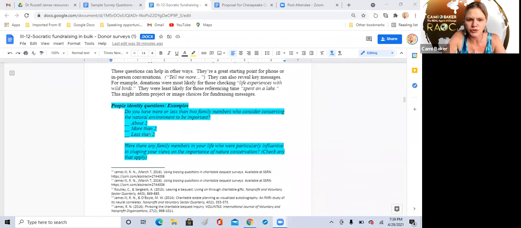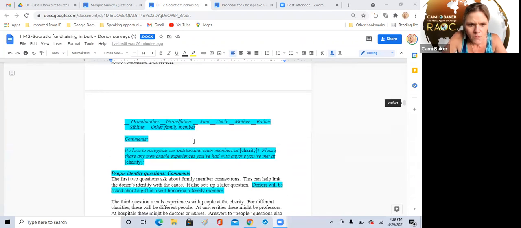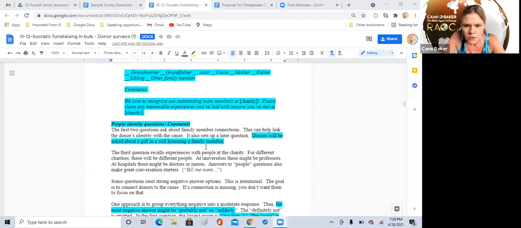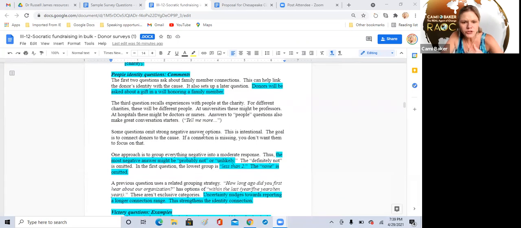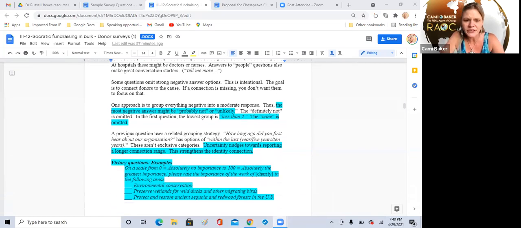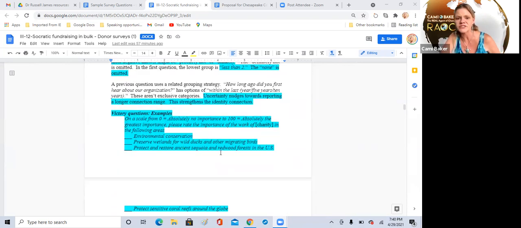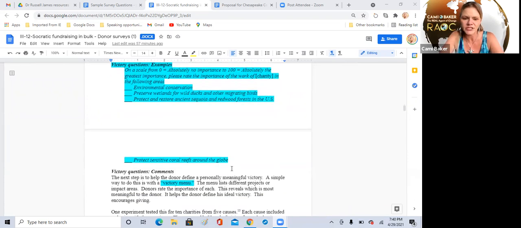which is what this one is, about 2, more than 2, less than 2. One approach is to group everything negative into a moderate response. Thus, the most negative answer might be probably not or unlikely. The definitely not is omitted in the first question. The lowest group is less than 2. The none is omitted. So he talks about different times when you don't want to use no. Talks about different ways of using a scale on a scale of 0 to 100 to answer questions with a number as opposed to a yes or a no.